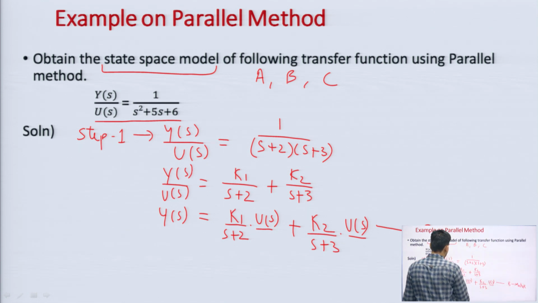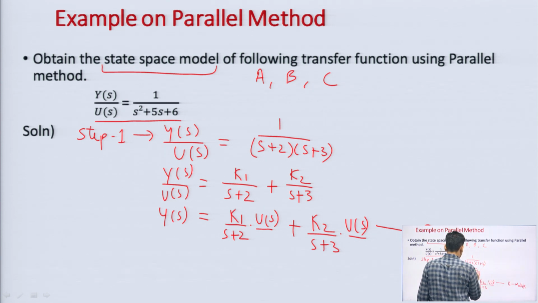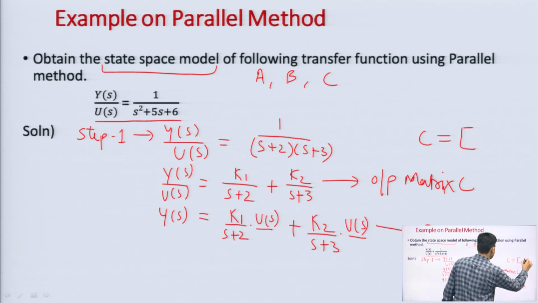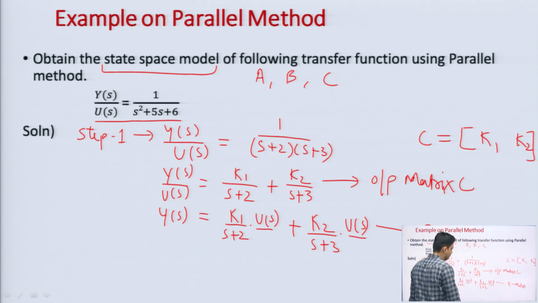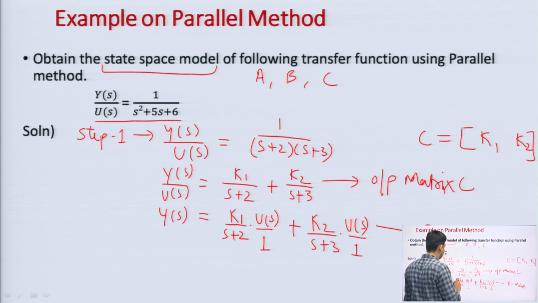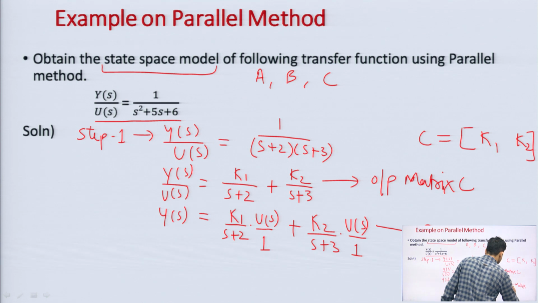If you would like to see what my output matrix C would be, it will come from this expression. The output matrix C value would be given by k 1 and k 2. In the same way, for the input matrix: here I assume the coefficient of U(s) is 1, which means my input matrix will contain 2 elements of coefficient 1. So, this would be my B matrix.